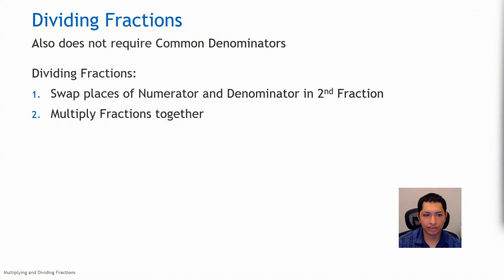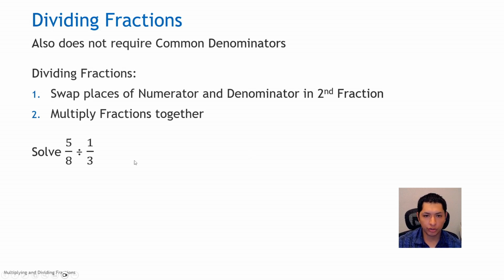When you divide fractions, you first swap the places of the numerator and the denominator in the second fraction only. Once you have done that, then you multiply the fractions together as if it was just a regular multiplication fraction problem. So division fraction problems are really multiplication fraction problems with a step that is done before you do it. So let's say that it asks us to solve 5 over 8 divided by 1 over 3.